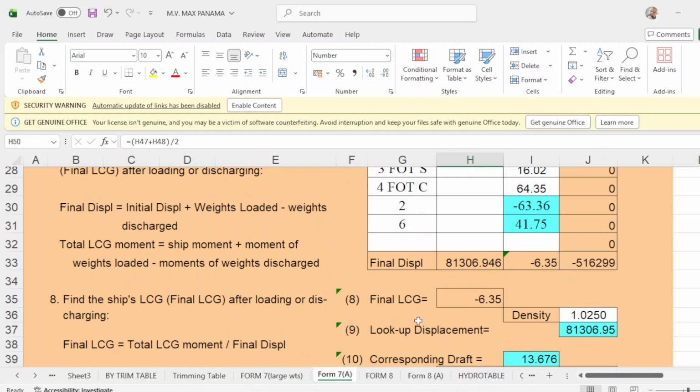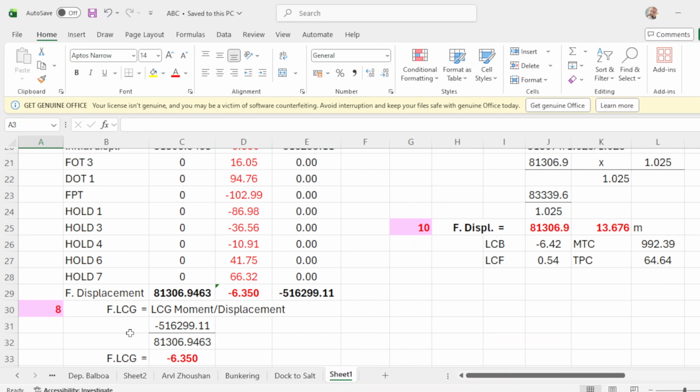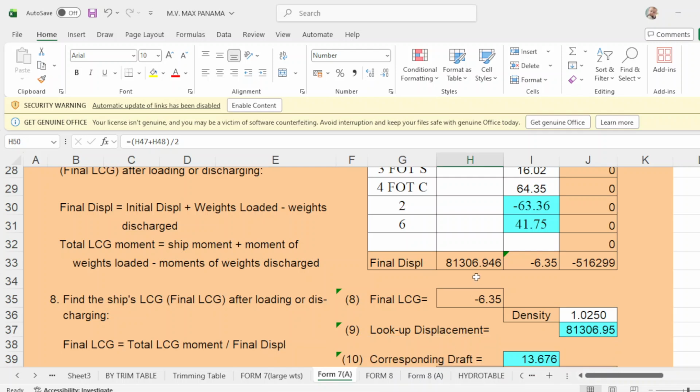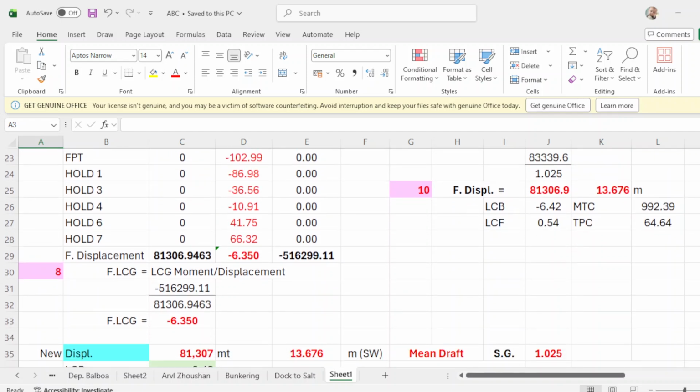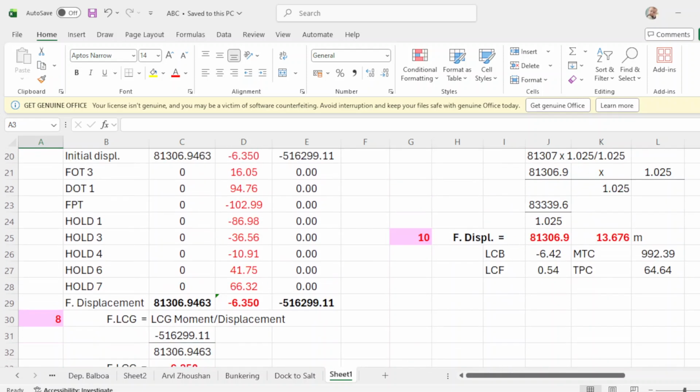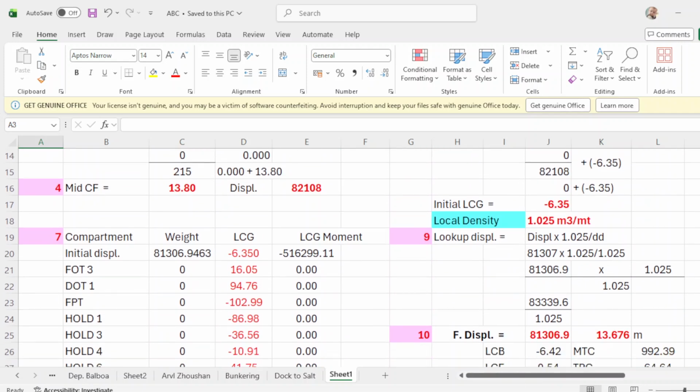And number 8, your final LCG is negative 6.35. Now the final displacement is 31,306.94, the same. And your final LCG moment is 516,299, okay, the same. And your final LCG is the same. Now we go to number 9.